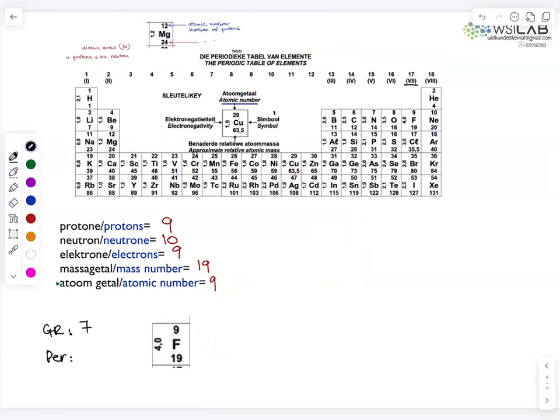Group 7. Very good. And what period? 2. Okay. So now I know that the atom looks like this. There's the nucleus. It consists of neutrons and protons. And then I have an area that electrons will move: 1, 2 of them. Why? Because it's in period 2, it will have 2 areas where electrons will be able to move. It's called orbitals.